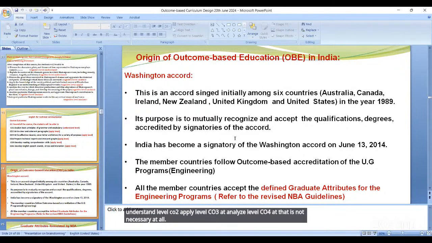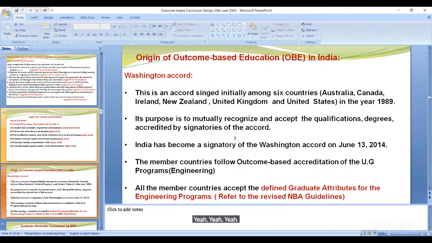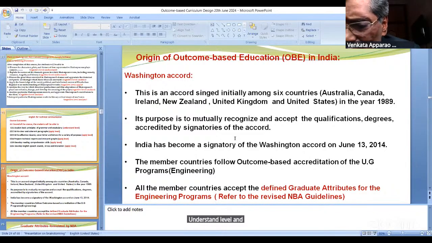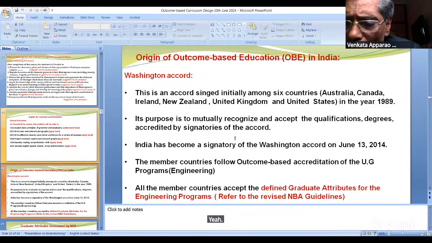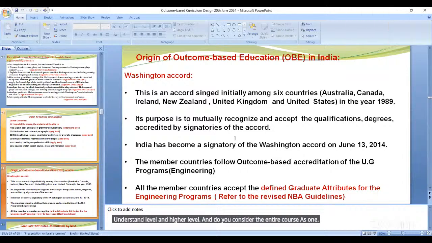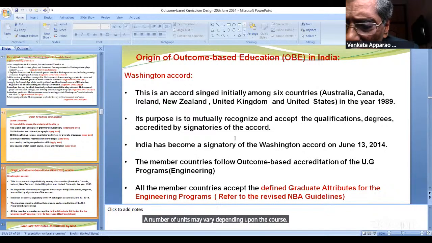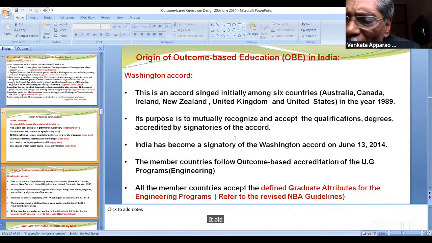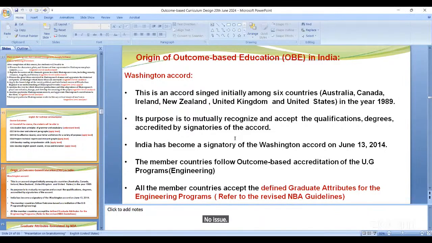But remember level, you should not have course outcomes. Understand level and higher level. And you consider the entire course as one. And number of units may vary depending upon the course. It need not be 4 units. It can be 5 units. It can be 6 units. No issue. But then that's the limitation for us because we are an affiliated institution.